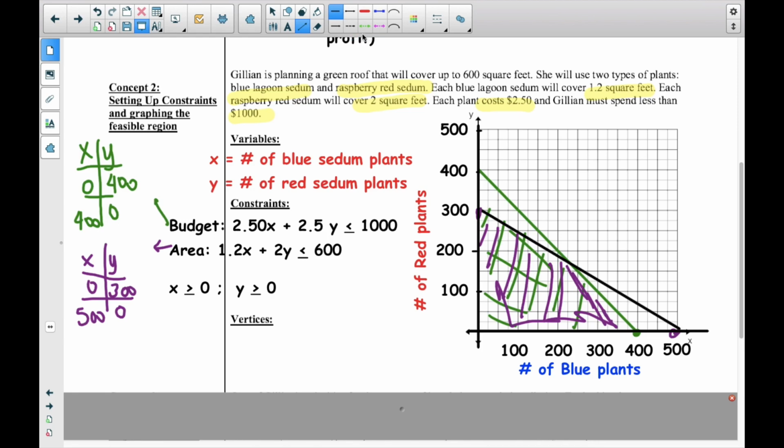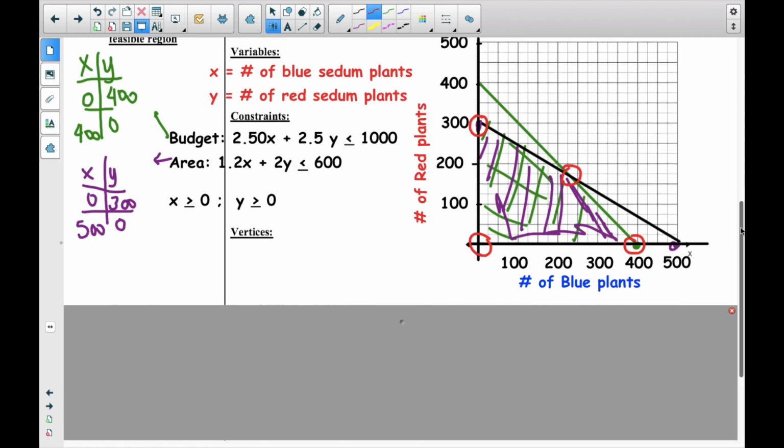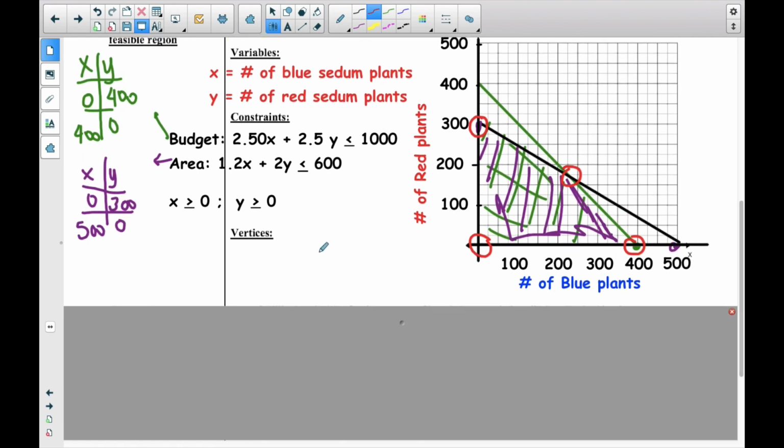Now, just like we were doing before in our last lesson on finding vertices, we need to do that same thing here. We need to find these vertices here, here, here, and here. Those are the vertices that define our feasible region. Now, just like before, some of them might be easy. Our lesson yesterday, some of those vertices are pretty easy to find. Some of them are not as easy.